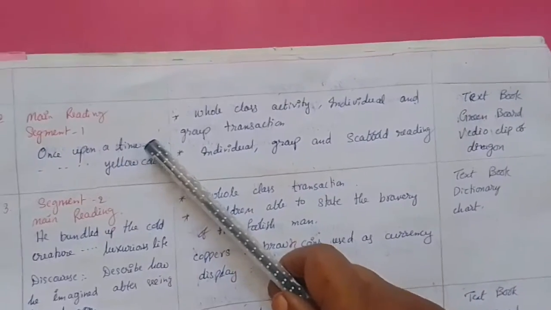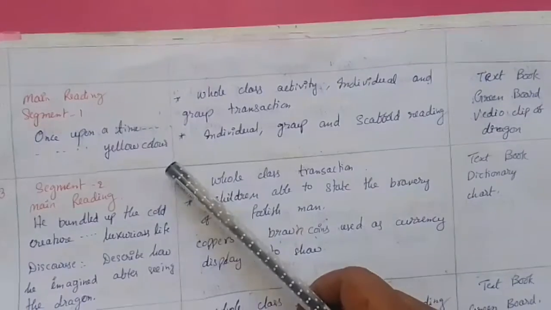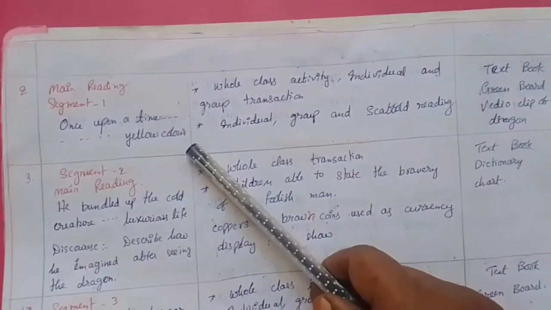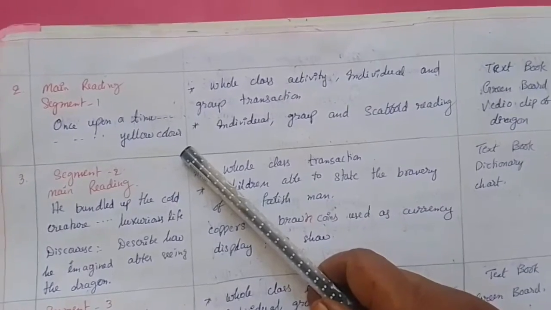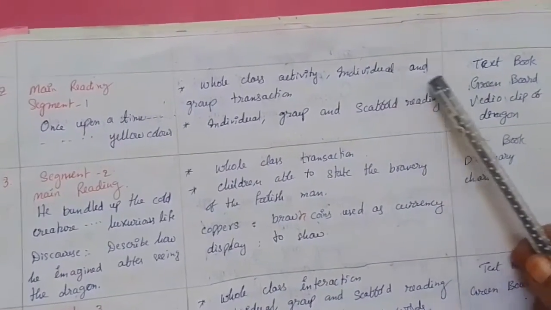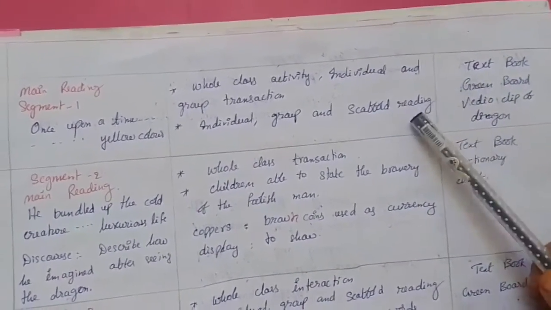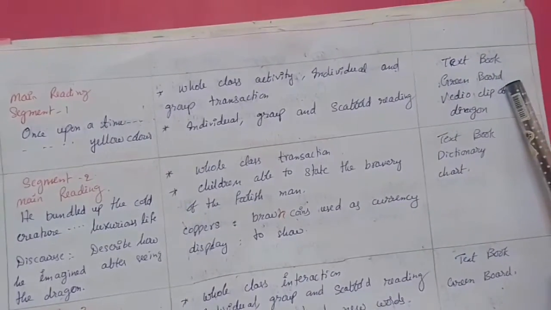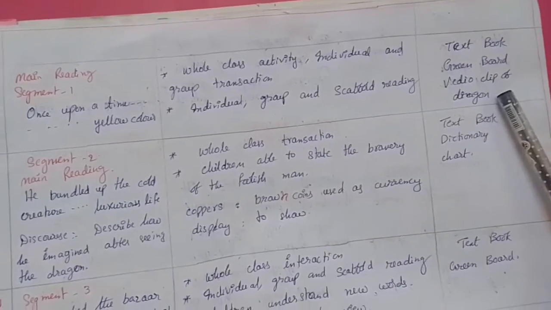Period number 2 is the main reading activity. We will divide the lesson into segments. We teach the first segment from "once upon a time" up to "yellow color". It's a whole class activity. Individual and group transaction will be there, and individual, group and scaffold reading will be there. We use the textbook, green board and video clips of a dragon as TLM.